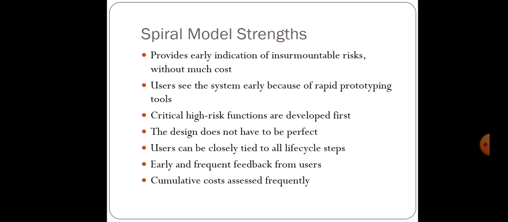Now talking about the strengths, advantages of spiral model. Since the risk analysis has been included in this, this is the main strength of spiral model. Moreover, the user can see the system at an early stage because of the rapid prototyping tool that is being incorporated in the model. Critical high risk functions are developed first. The design does not have to be perfect. Why? Because rapid prototyping is being developed, so we can have some space for changing the design in each spiral.